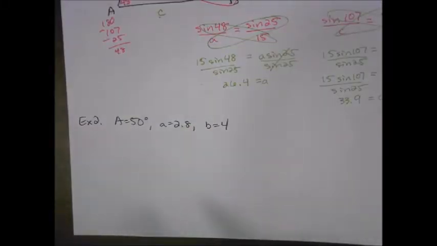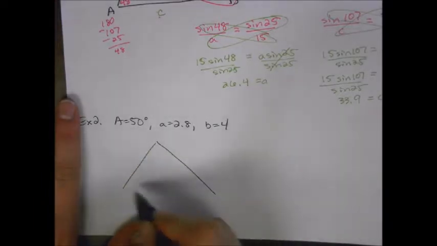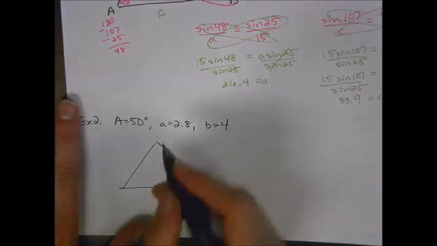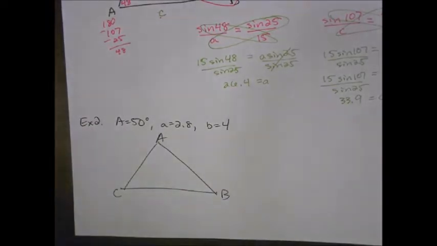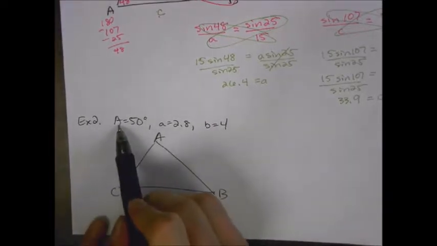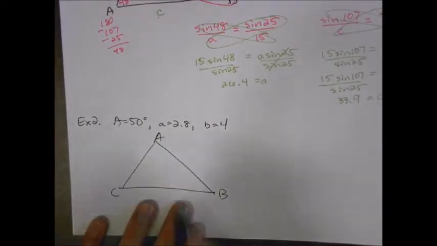For our second example, we're just given the information in this way, so we have to draw the picture ourselves. So go ahead and draw a triangle and label it A, B, C. Remember when we label the angles, we use capital letters. They tell us angle A is 50 degrees.